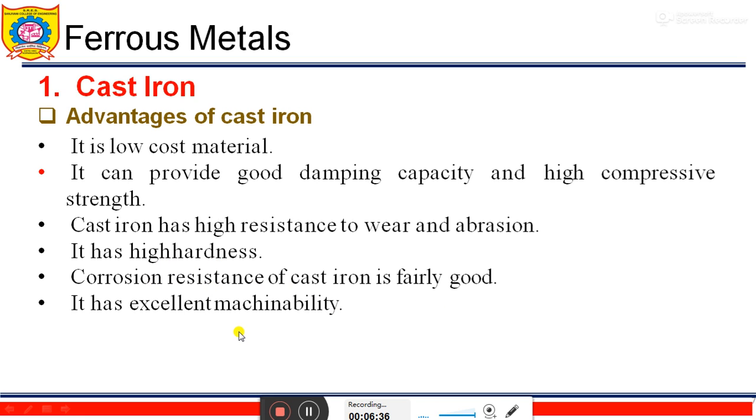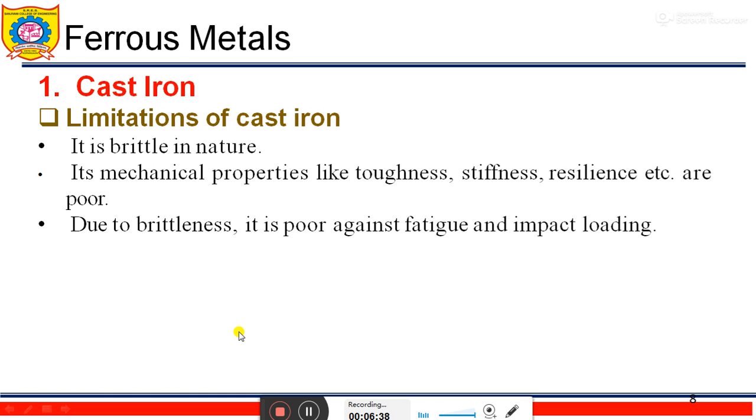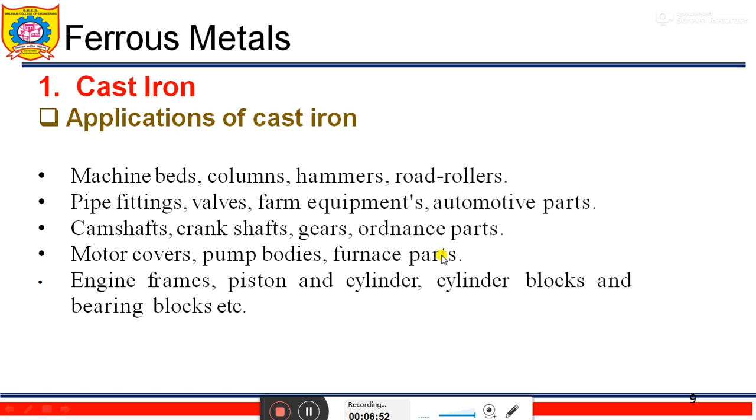It has excellent machinability. Limitation: it is brittle in nature. Its mechanical properties like toughness, stiffness, resilience, etc. are poor. Due to brittleness, it is poor against fatigue and impact loading. Applications: machine beds, columns, hammers, road rollers, pipe fittings, walls, camshaft, crankshaft, motor covers, engine frames. These are the various applications of cast iron.